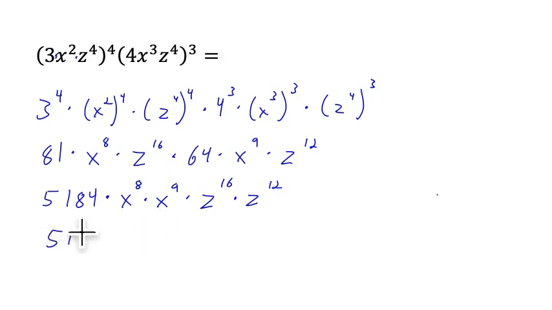So we have 5,184 times x to the 17th power, because 8 plus 9 is 17, times z to the 28th power, because 16 plus 12 is 28. So notice we are adding the exponents there.